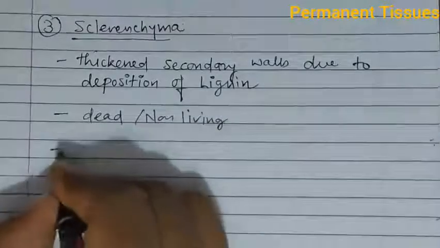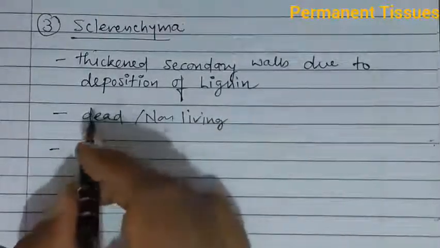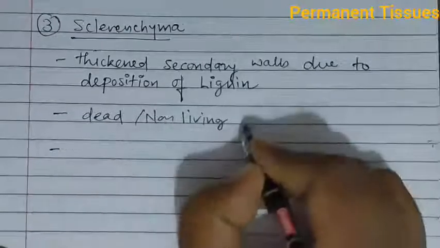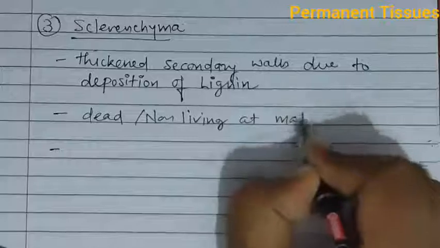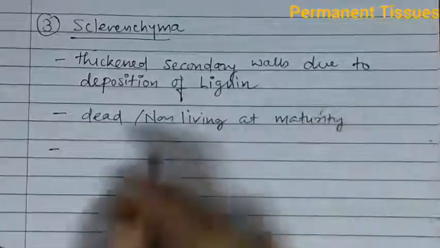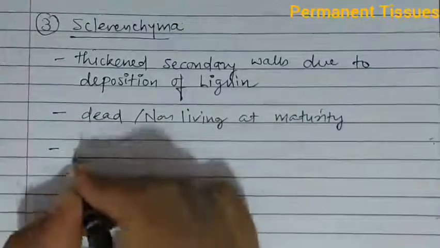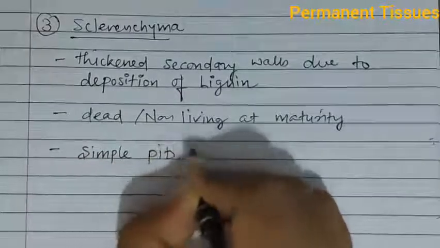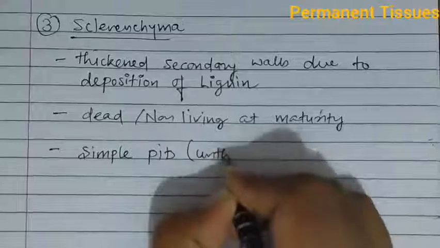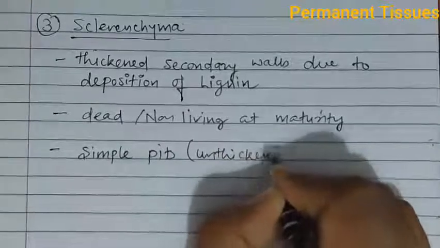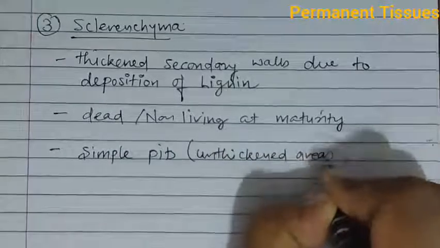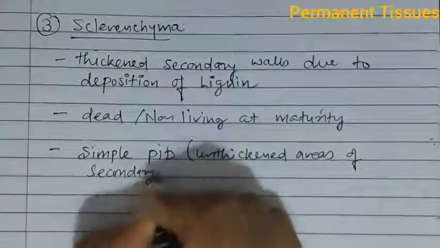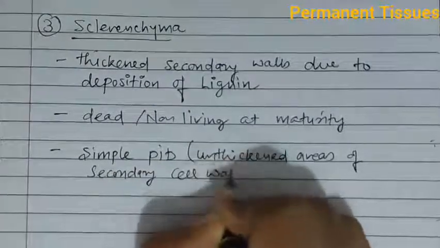And they become dead or non-living at maturity. On maturation, they get dead. The cells have simple pits. Pits are unthickened areas of secondary cell wall.